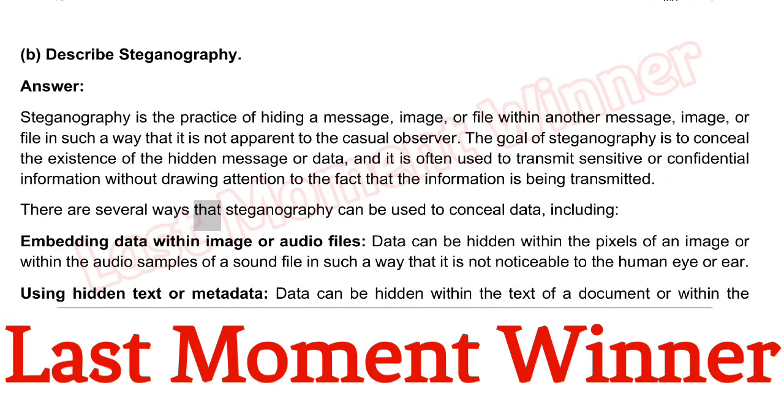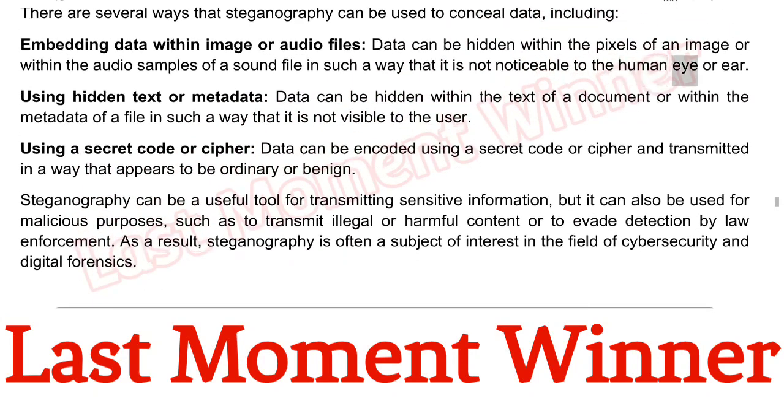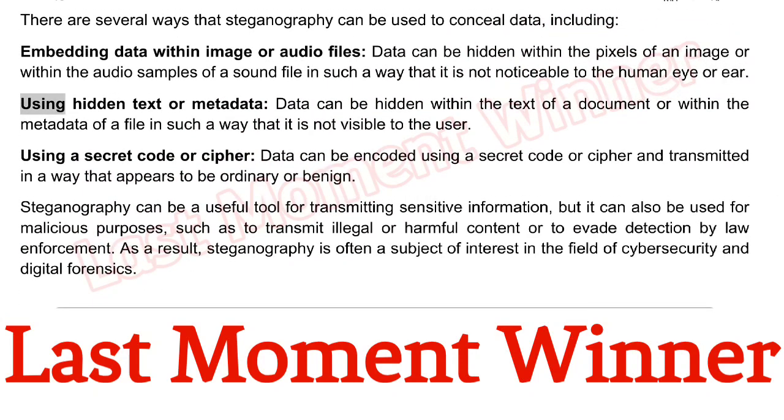There are several ways that steganography can be used to conceal data, including embedding data within image or audio files. Data can be hidden within the pixels of an image or within the audio samples of a sound file in such a way that it is not noticeable to the human eye or ear. Using hidden text or metadata, data can be hidden within the text of a document or within the metadata of a file in such a way that it is not visible to the user. Using a secret code or cipher, data can be encoded and transmitted in a way that appears to be ordinary or benign.